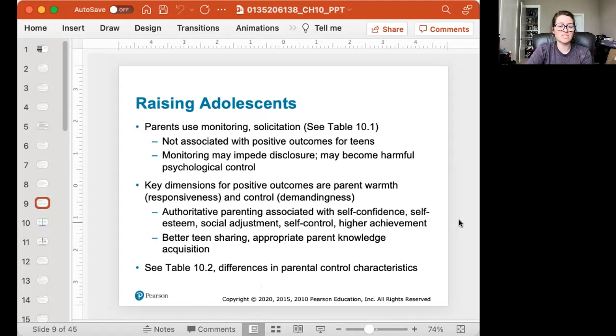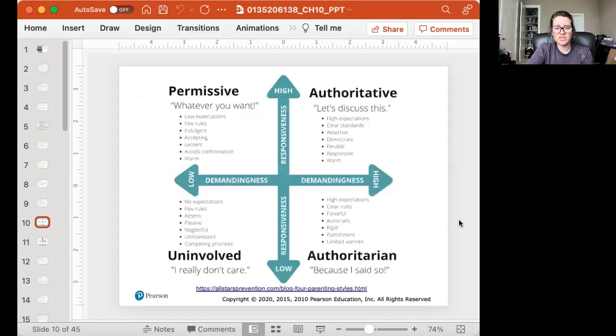parental control characteristics. So I've shown you guys this image before of the 4 different types of parenting. So permissive is the whatever you want style. You can be in charge, very lenient. They avoid confrontation, accepting. There's not very many rules, low expectation.